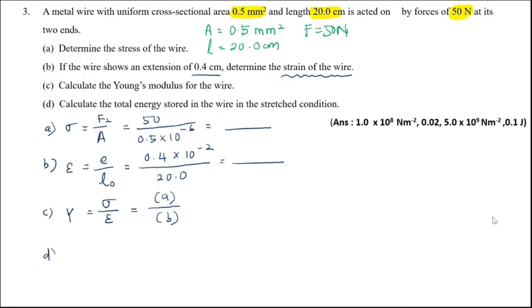Energy stored U equal to half FE. So half FE, E is the elongation that you can get from part B, yeah? The E is given in part B. Half, force is 50, and then the elongation is 0.4 times 10 to the power of negative 2. Then we come up with the answer.